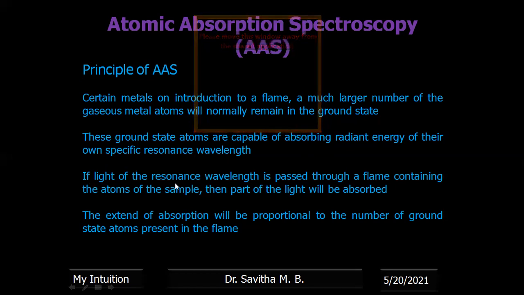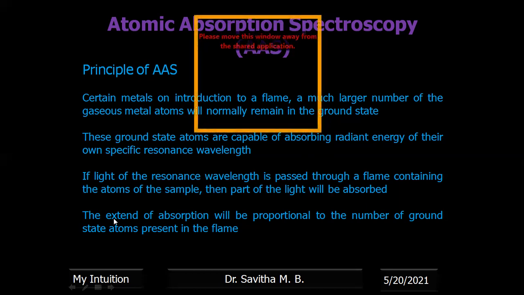If light of the resonance wavelength is passed through the flame containing the atoms of the sample, then part of the light will be absorbed. The extent of absorption will be proportional to the number of ground state atoms present in the flame.